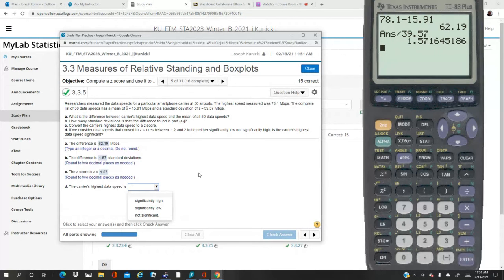Now, to be significantly high or low, you got to be more than 2 standard deviations from the mean. So we're about 1.5 or so. So we're not significantly high or significantly low. We would say it's not significant. We're in the middle. What we do is we're setting up a confidence interval of 2 standard deviations either way from the mean. Because it's easier to talk in z-scores of standard deviations than it is the raw scores, the x-scores. So since we're within 2 standard deviations, plus or minus 2, we're not significant.